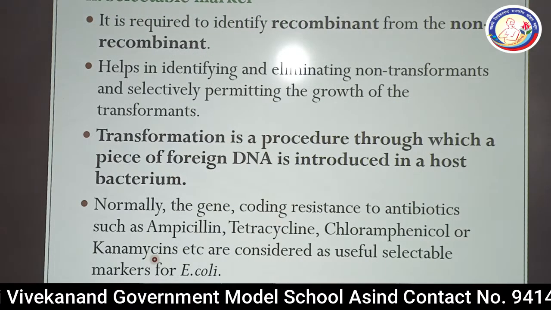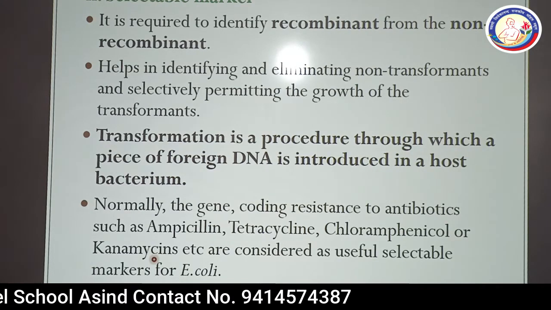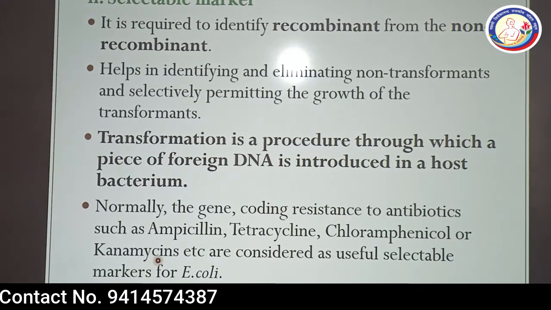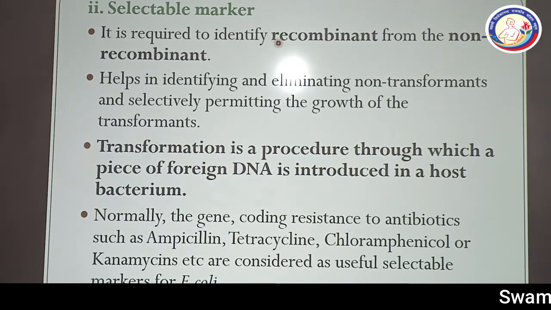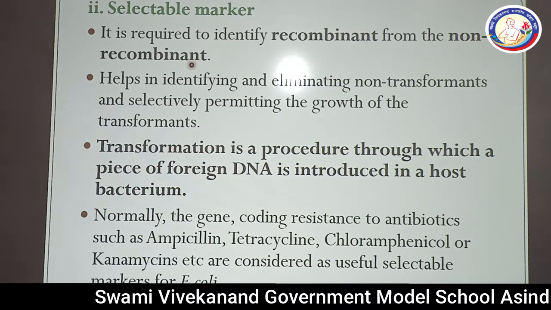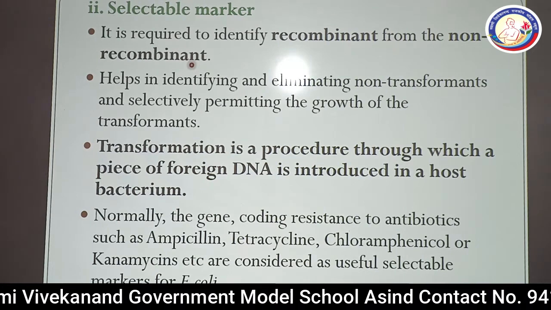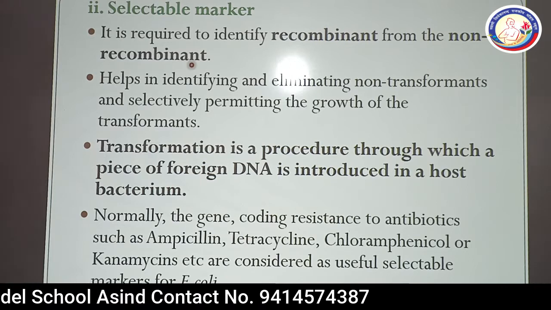Second, the second important part of cloning vector pBR322 is the selectable marker. It is required to identify recombinants from the non-recombinants. By the presence of these selectable marker genes, we can identify which one is recombinant and which one is non-recombinant.